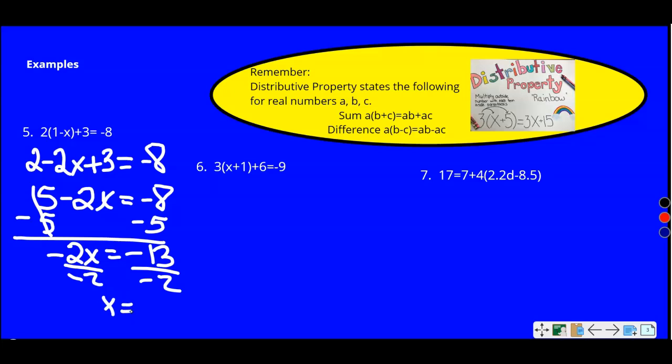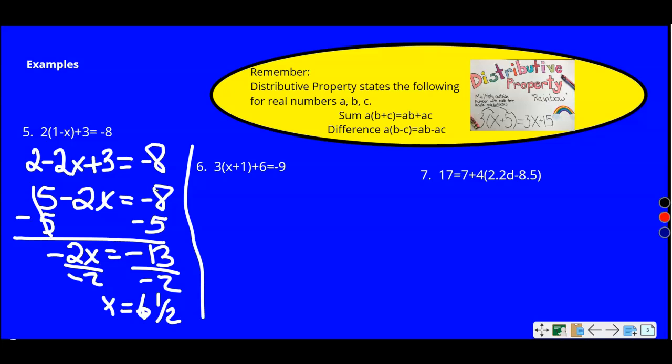X equals, a negative divided by a negative is a positive. 2 goes into 12 6 times and 1/2 left over. So 6 and 1/2 or 6.5 would be the answer. All right, again, you can take 6.5 and you can plug it in, and you should be able to check it to see if that is correct.